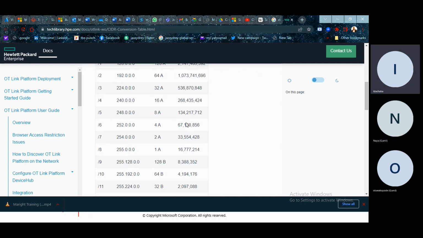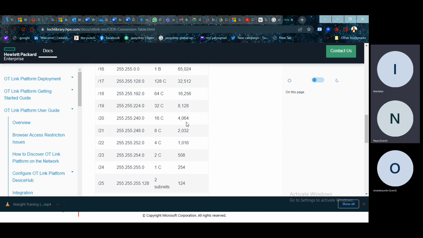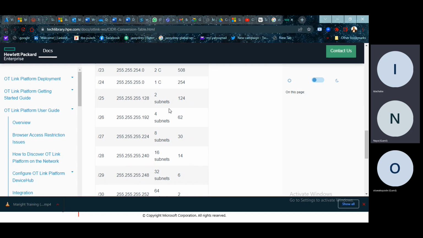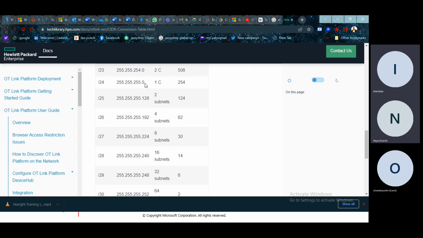So smaller organizations prefer to use class C, where the maximum it can contain is 254. Do you understand? I said the maximum number of computers it can contain is 254. You must remove your network part and the broadcast part.